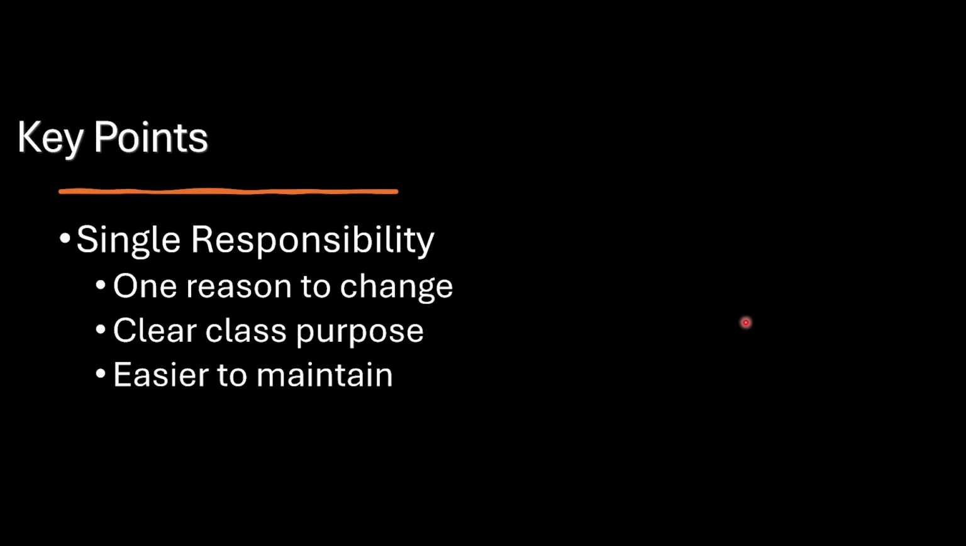For the single responsibility principle, this tells us that each class should have only one clear purpose or reason to change. When a class tries to do too many things, it becomes like a Swiss Army knife, capable of doing many things, but not doing any of them particularly well. By keeping classes focused, we make our code easier to understand, test, and maintain.